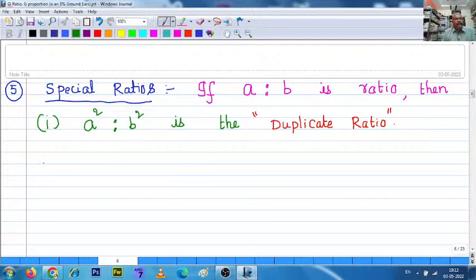Now let us move to the second one. Next is the triplicate ratio. If you just cube it, then what do we get here? A cube is to B cube. Now you might have expected what we call it: the triplicate ratio.